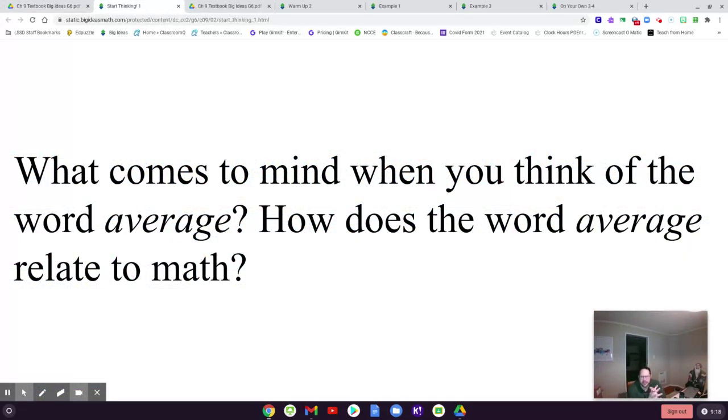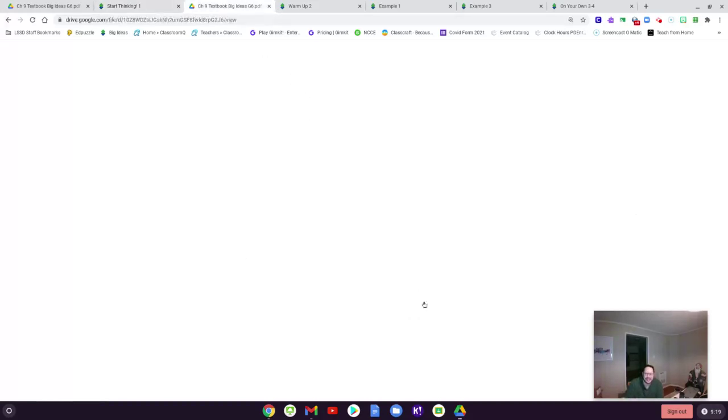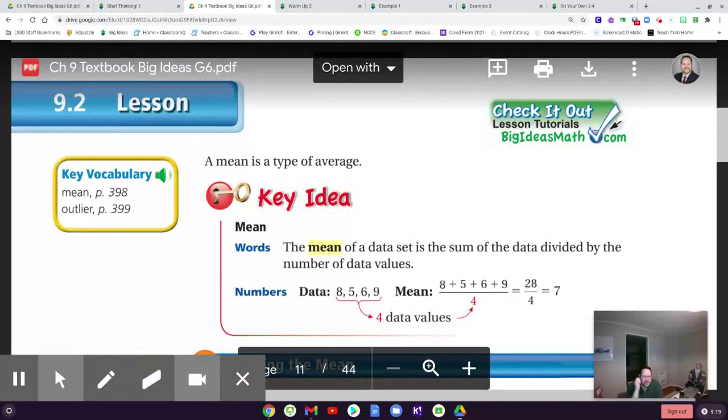So, what comes to mind when you think of the word average? And how does the word average relate to math? Well, in regular talk, average is kind of typical. So what's the average amount of rain that you get around here? On average, how much did you run yesterday? So in math, it's the same. We use the word average to describe something that's typical. But there's a mathy way of doing it, of course. And that mathy way is this. So you might want to take some notes on this one here.